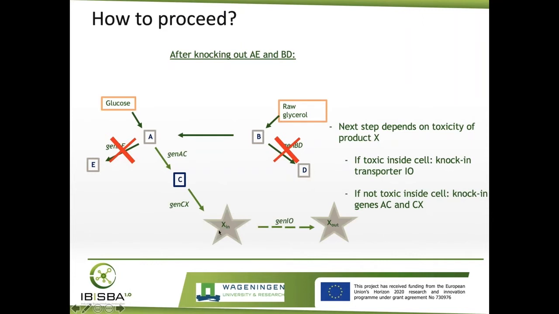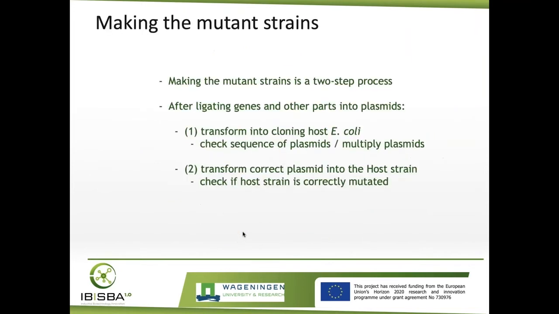We also have to say, suppose this will be successful, what would make sense to do subsequently? If we want to produce X, we need to know whether the compound X is toxic for the cell inside the cell. So if it's not toxic, you can proceed with the knock-ins. If it's toxic, we do need to provide a transporter for this. So this is still part of, let's say, the design phase of the building process.